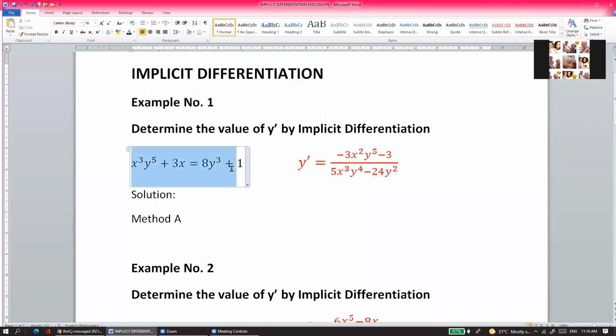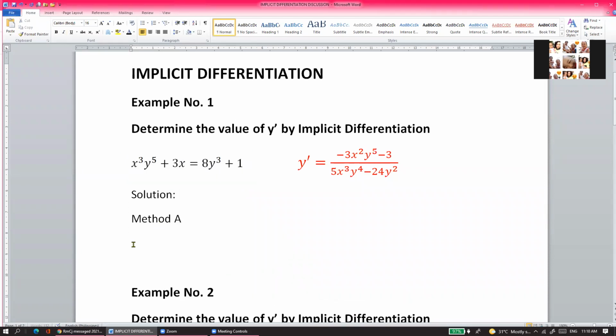If this is the given equation, mas pinili ko yung typing kaysa sa PowerPoint kasi dito makikita ninyo kung paano ko ica-calculate talaga ng actual. So x cubed y to the 5th power plus 3x is equal to 8y cubed plus 1. So gagawin natin yan by term. To start with, we have x cubed y to the 5th power. So yun yung mamarkahan ko ng kulay red.